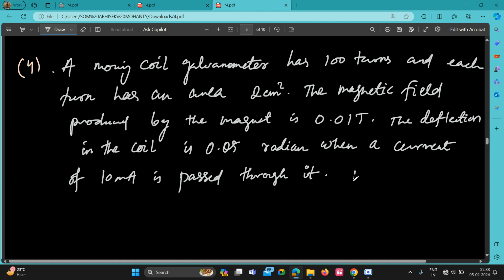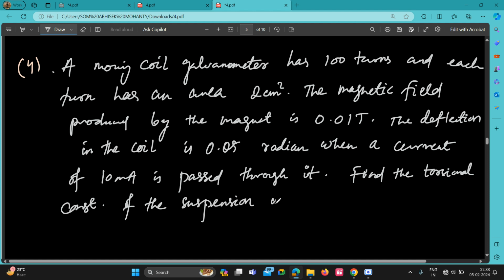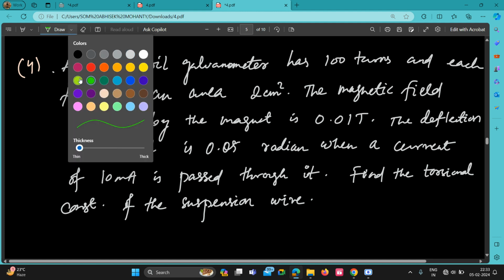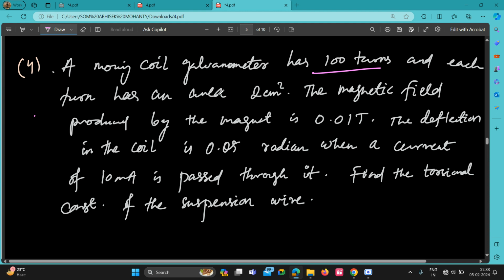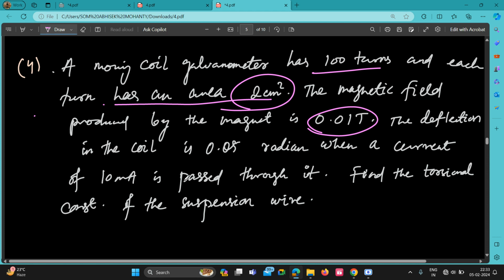Okay. Find the torsional constant of the suspension wire. Okay. Find the torsional constant of the suspension wire. Moving coil galvanometer has 100 turns and each turn has an area of 2 centimeters square. The magnetic field produced by the magnet is this. It's a straightforward question. You just need to remember the formula. The deflection in the coil is 0.05 radian when a current of 10 milliampere is passed through it. Find the torsional constant of the suspension wire.